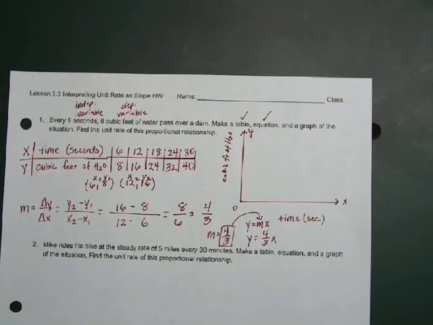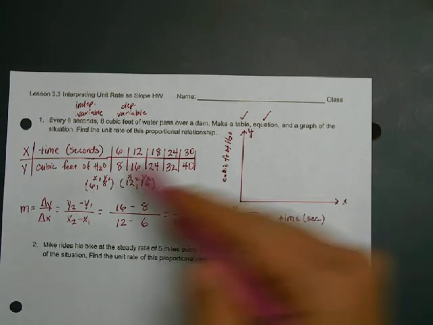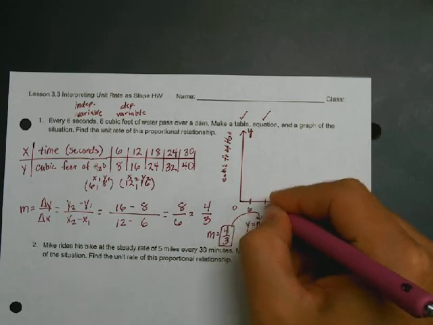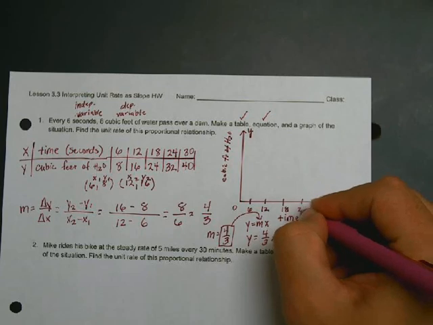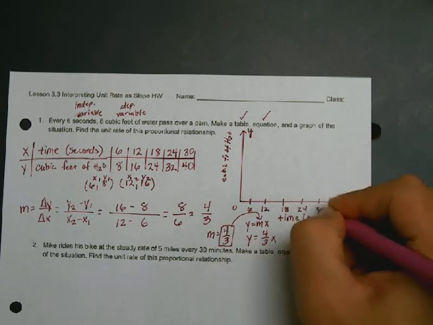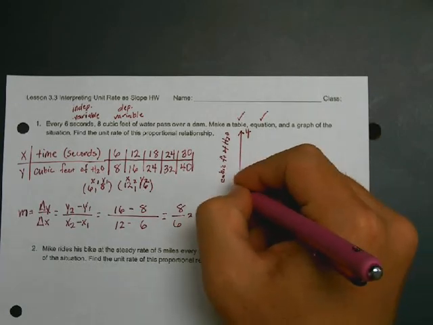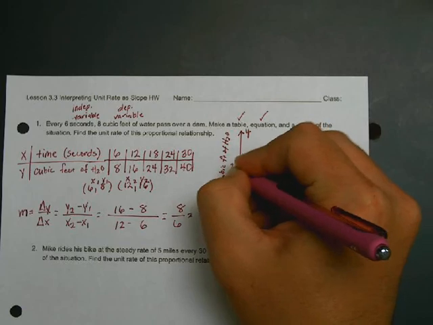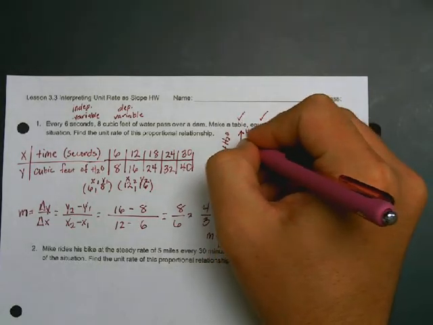From there, I would just keep it simple. I would base my time on the times that I have here: 6, 12, 18, 24, and 30. And then going to the cubic feet of water, I have 8, 16, 24, 32, and 40.